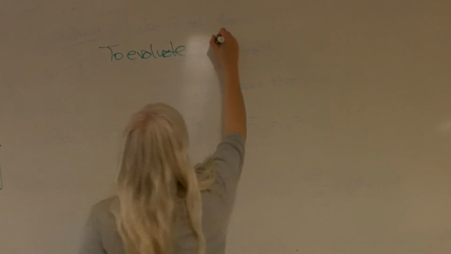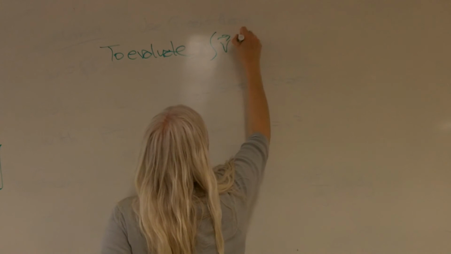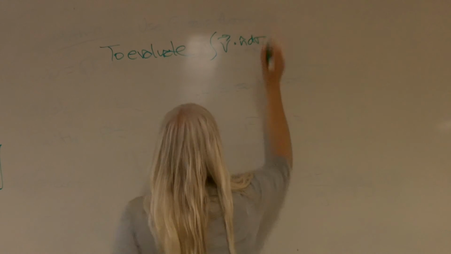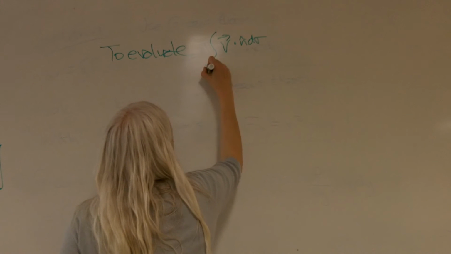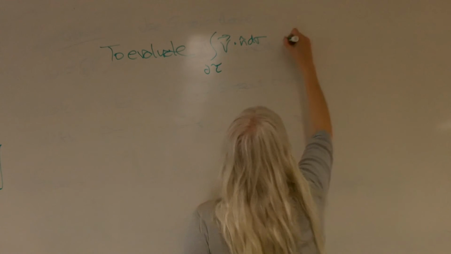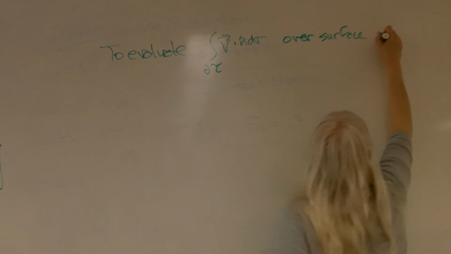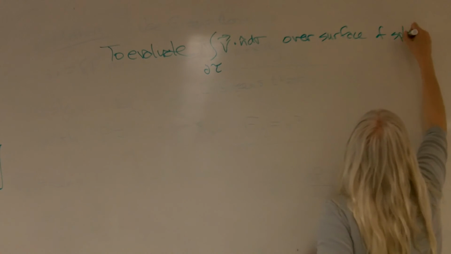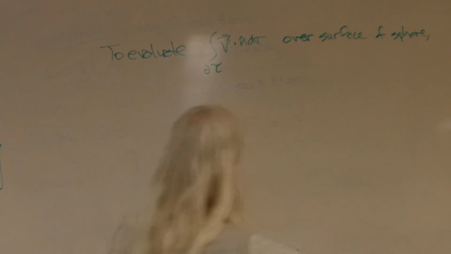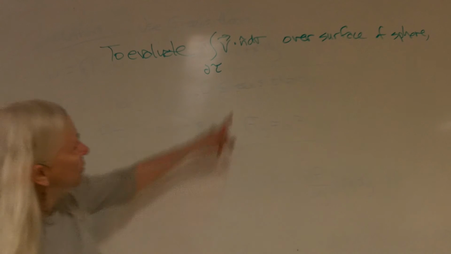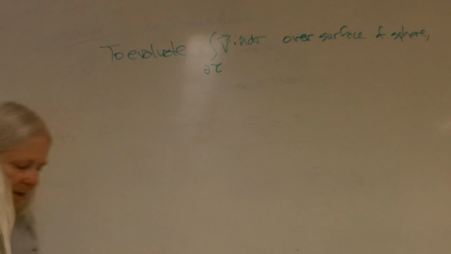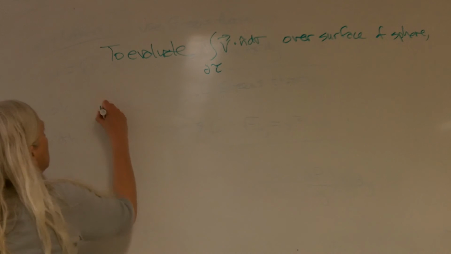Okay, so to evaluate v dot n hat d sigma over the boundary of tau, we're going to evaluate this over the surface of that sphere. Well, we already have what v is. V is over here. But to evaluate this, we need to think about what n hat is and what d sigma are.